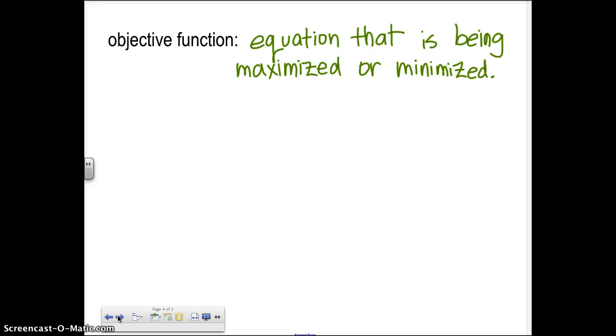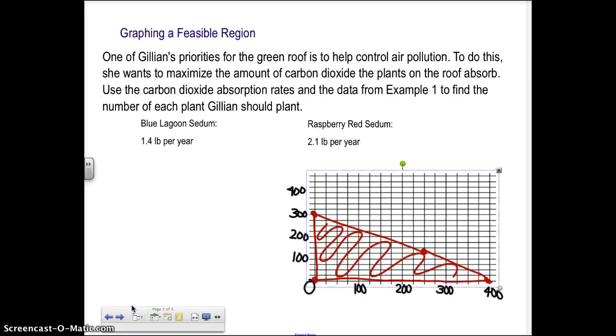So let's take this a step further by looking at Jillian and her problem, because we have a function we're going to maximize for her. One of Jillian's priorities for the green roof is to help control air pollution. So all of this planting is meant to control air pollution. She wants to maximize the amount of carbon dioxide the plants on the roofs absorb. Use the carbon dioxide absorption rates and the data from example 1, that's the picture we have right here, to find the number of each plant Jillian should plant.